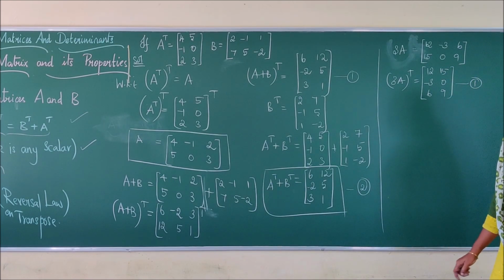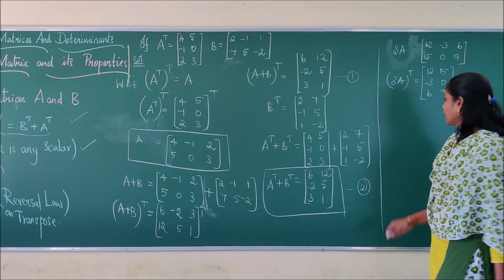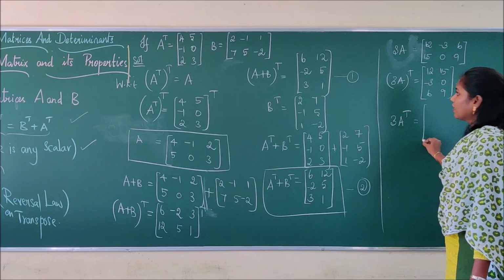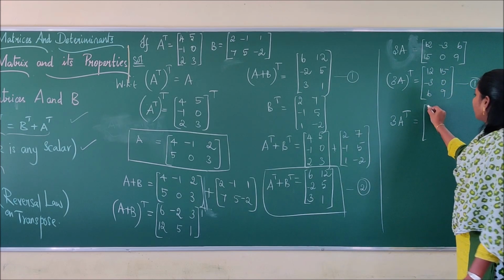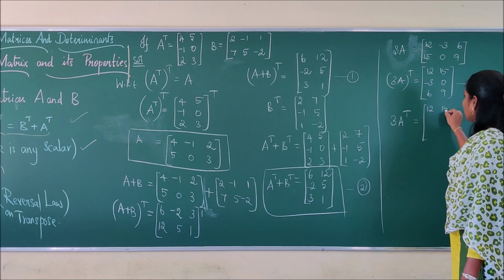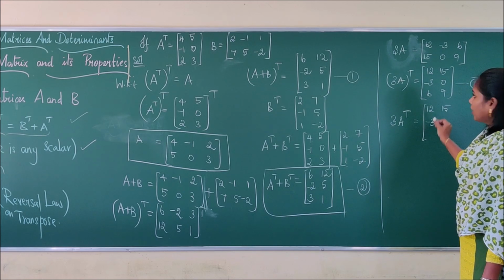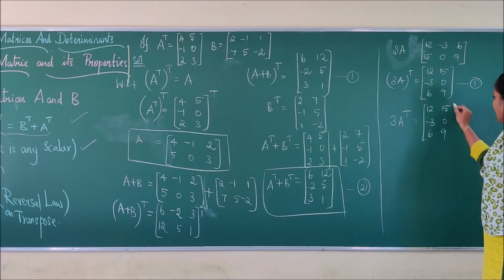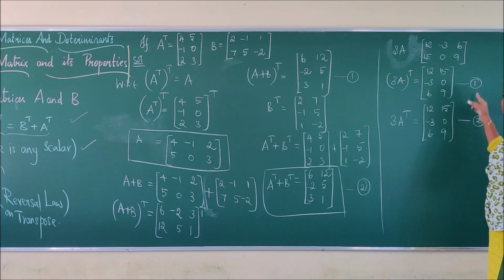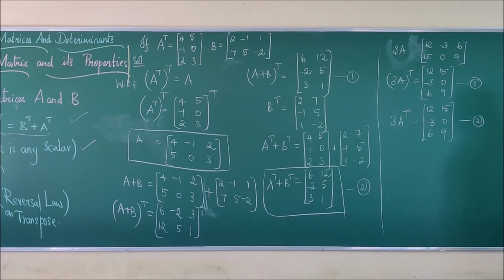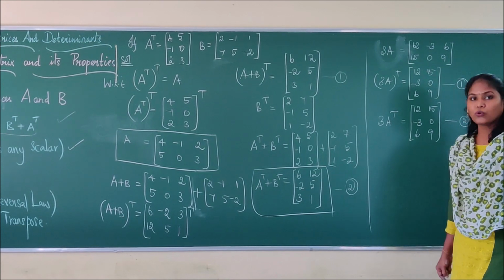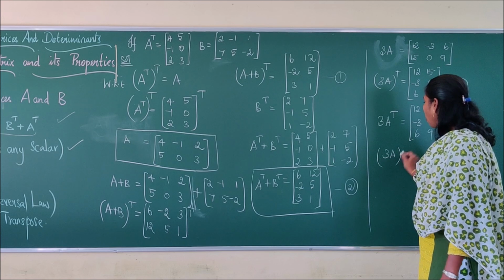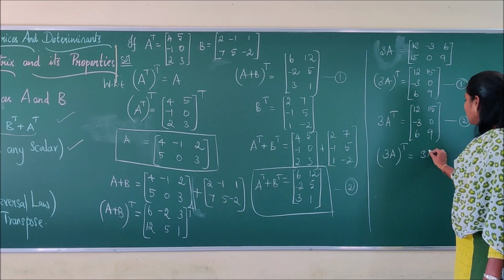Now I am just going to multiply A transpose by 3. What is my A transpose? 4, 5. 4 into 3 is 12. 5 into 3 is 15. And here I get minus 3. And here it is 0. And 2 3s are 6 and 3 3s are 9. From equation 1 and 2, it is very clear that (3A) the whole transpose is equal to 3A transpose. So we can conclude that (3A) the whole transpose is equal to 3A transpose.